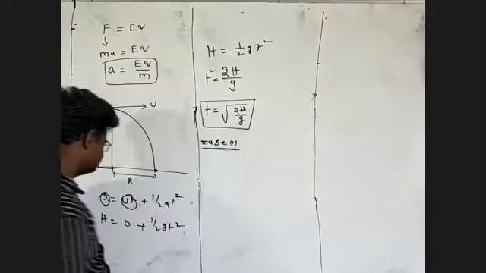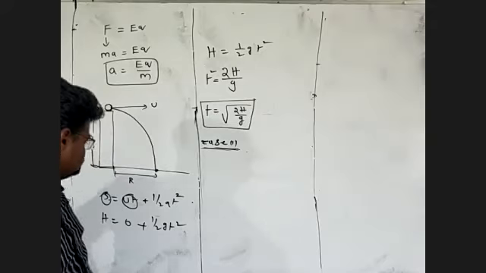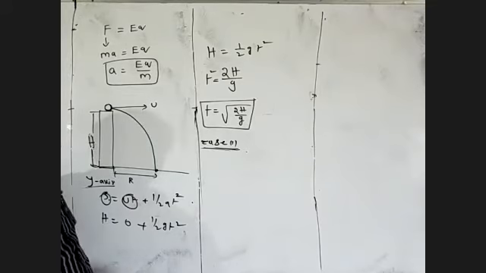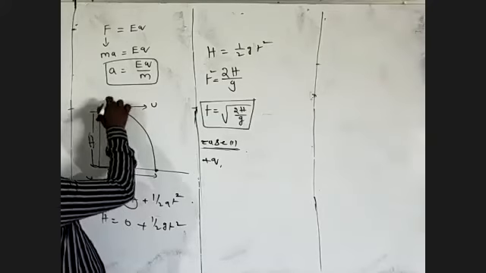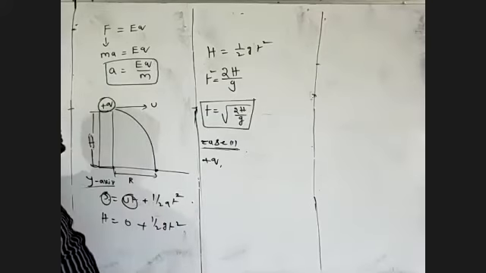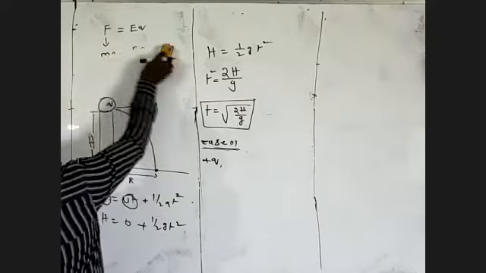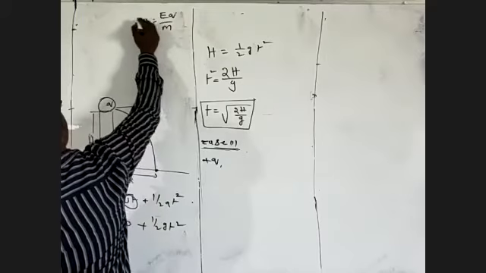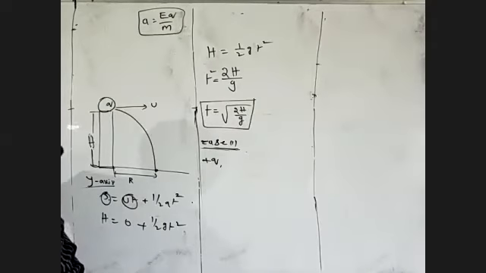Now case number 1. This is the y-axis. What is case number 1? Suppose I'm taking a positive charge particle. Acceleration of the charged particle, a equals Eq by m. Acceleration of the charged particle equation. Now, you can take this one.